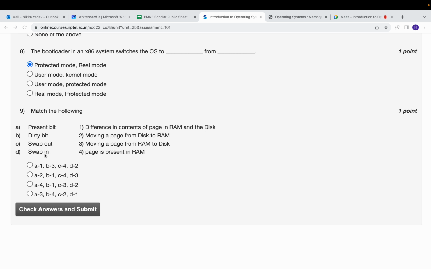Swap in means the page is moved from disk to RAM. Swap out is moving a page from RAM to disk. Swap in is from disk to RAM. When your process executes, the process should be in RAM. So when we say in, we are bringing it in from storage to memory. Storage is your disk, memory is your RAM. So swapping in means bringing the pages from disk to RAM.